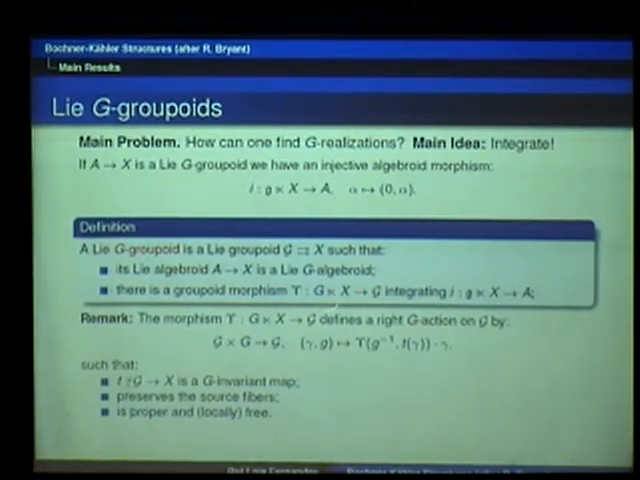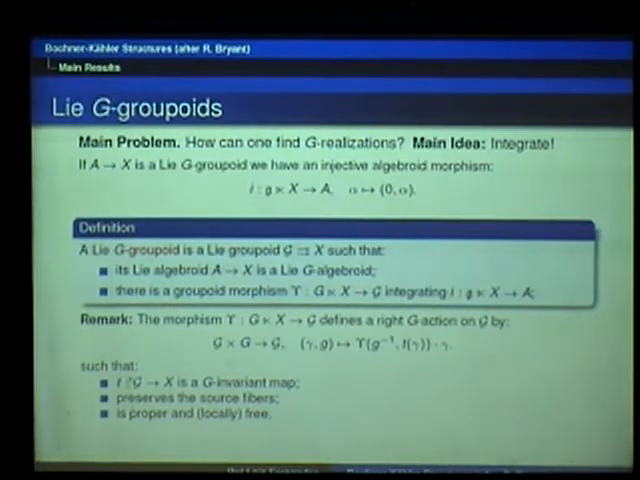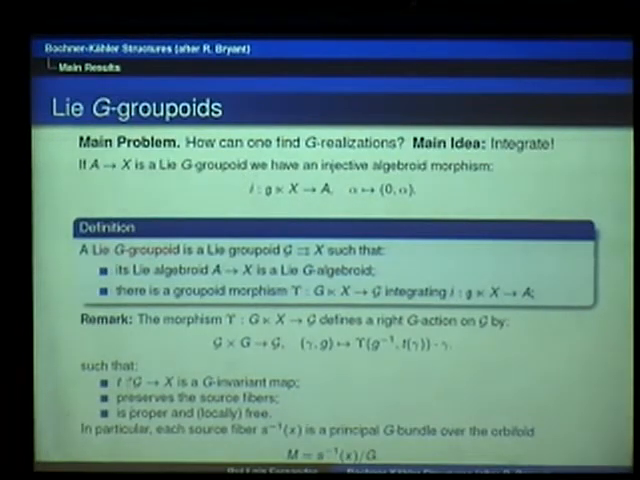And this right G action has the following properties. It makes the target a G invariant map. It acts along the source fibers. So each source fiber becomes a G manifold. And it is proper because I'm assuming G compact. And it's locally free because this thing was injective. So in particular, if I look at the source fiber of such a Lie G groupoid, it's a principal G bundle over this quotient, which is now an orbifold because the action is only locally free.